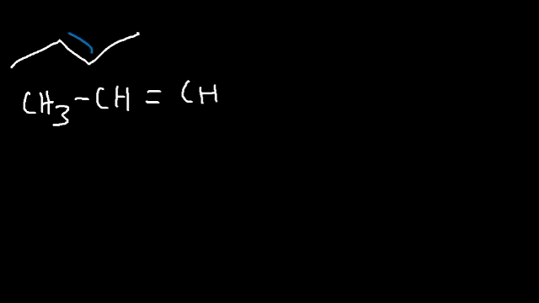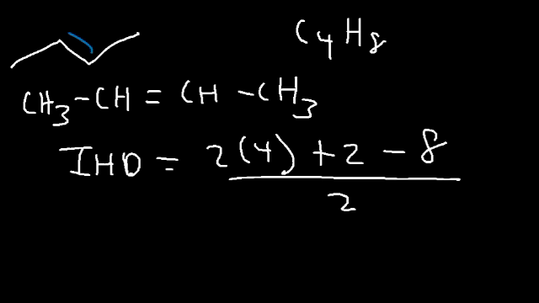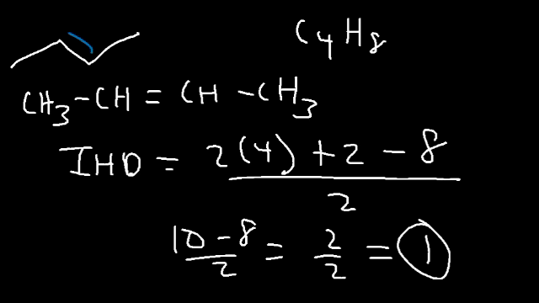Now for an alkene, this compound has the formula CH3CH double bond CH3. So it's C4H8. So using the equation, it's going to be 2n plus 2, or 2 times 4 plus 2, minus the 8 hydrogens divided by 2. So 2 times 4 is 8 plus 2, that's 10. 10 minus 8 is 2. 2 over 2 is 1. So for a double bond, the IHD value is 1.